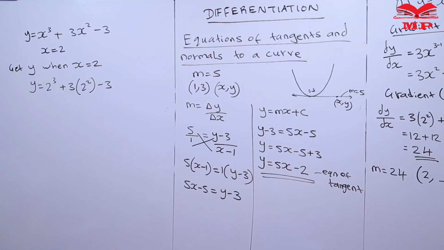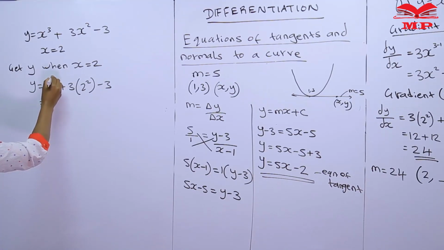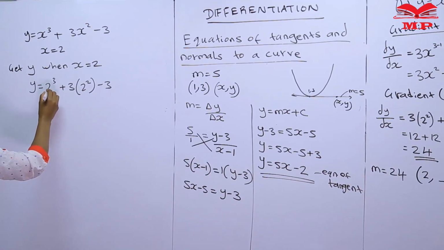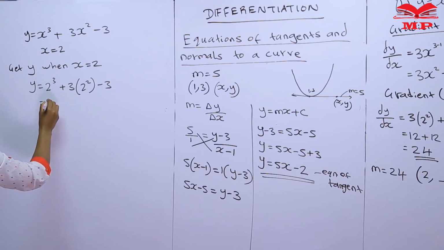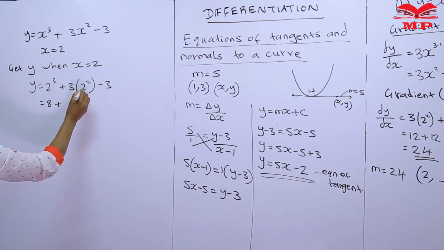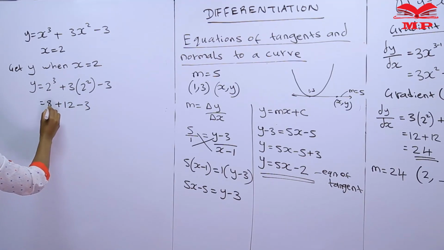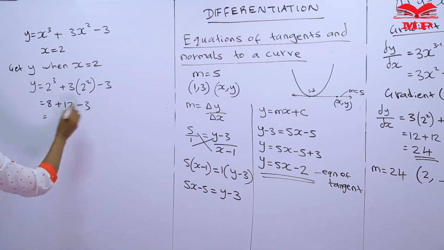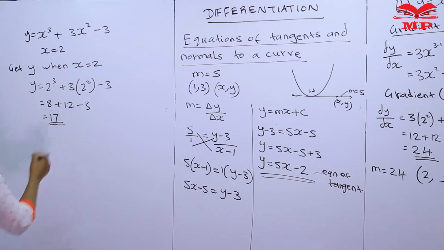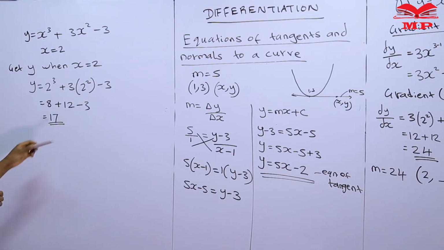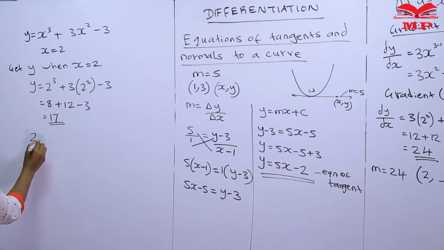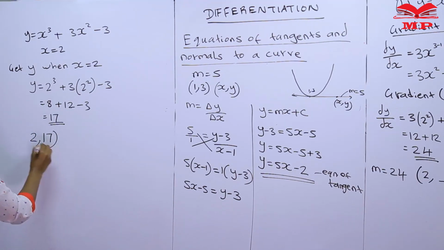We get the value of y. So we'll have here 2 raised to power 3, that is 2 times 2, 4, 4 times 2, we have 8, then plus 4, which is 12, minus 3. So we have 8 plus 12, which is 20, minus 3, we have 17, meaning that the value of y is 17, and therefore the coordinate will be x is 2 and y is 17.